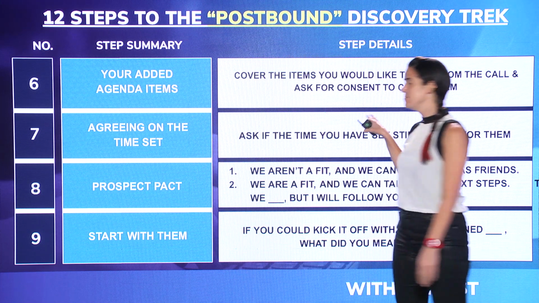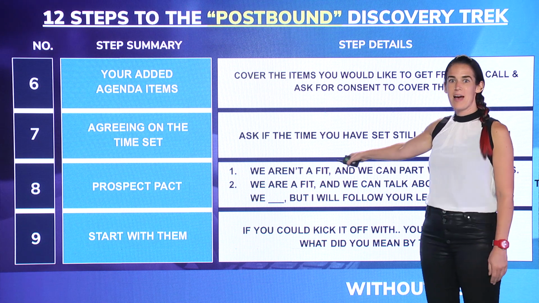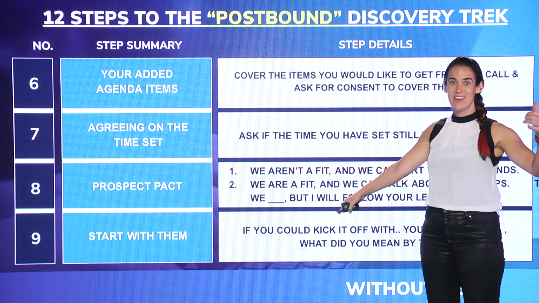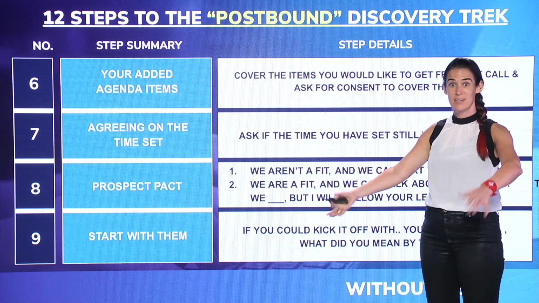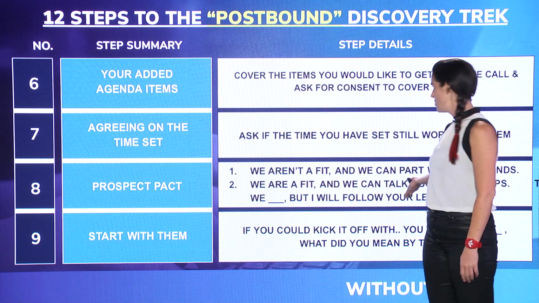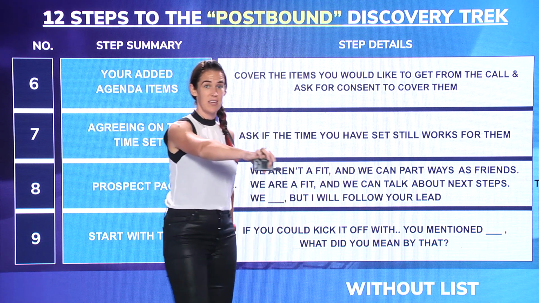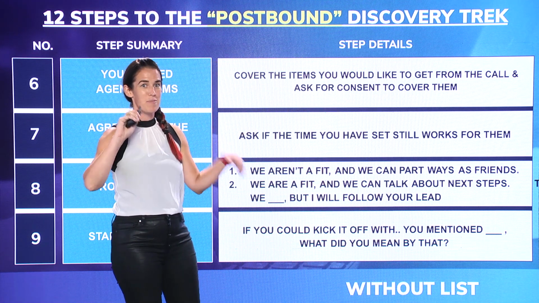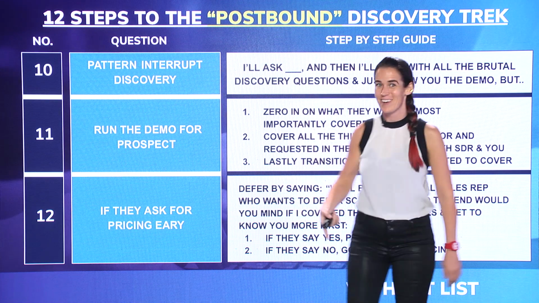I would add in your agenda items. I would agree on the time set, like in process 1 and 2. I would go through the prospect pack where I say we either aren't a fit or we are a fit, and this is the next step, but I'll follow your lead. Does that sound good? And then, step number 9, I would start with what they wanted to cover, and then back-of-the-bar-napkin math into the things that you wanted to cover that weren't covered whenever they were talking.